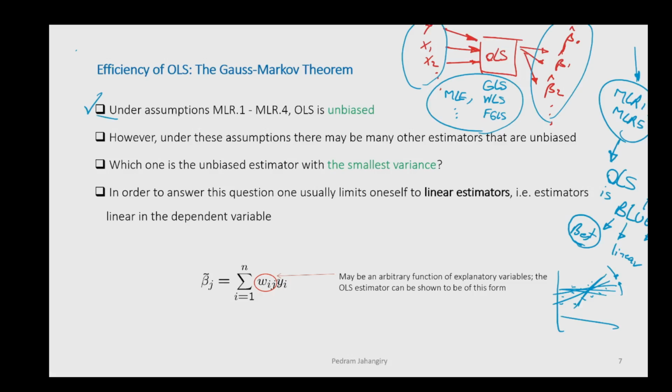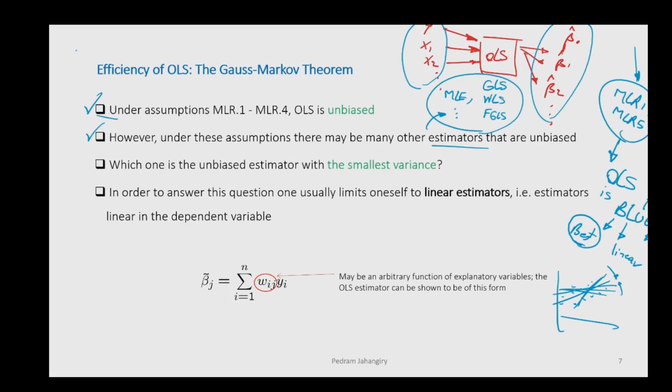Okay, so that was the big picture. Now let's go over the bullet points one by one. However, under these assumptions, there are many other estimators out there. So these are the list of other estimators. By the way, we're going to cover GLS, weighted GLS, and FGLS in the class as well. We're not going to do a maximum likelihood estimator, but we're going to cover the rest of them.